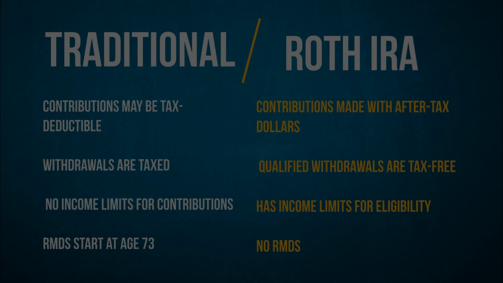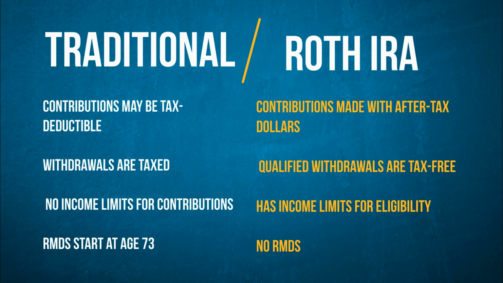Quickly though, the main differences between a Roth IRA and a traditional IRA are in tax treatment, income limits, and withdrawal rules. Roth IRA contributions are made with after-tax dollars, and qualified withdrawals are tax-free, while traditional IRA contributions may be tax-deductible, but withdrawals are taxed. Last main difference is that Roth IRAs have income limits for eligibility and no required minimum distribution, whereas traditional IRAs have no income limits for contribution, but require minimum distribution starting at age 73.